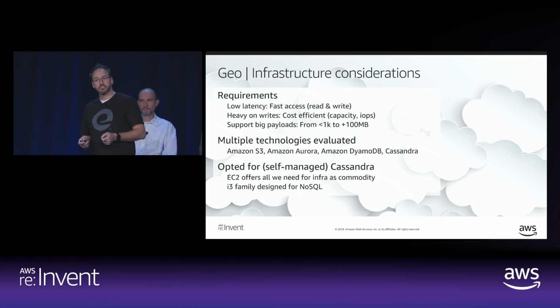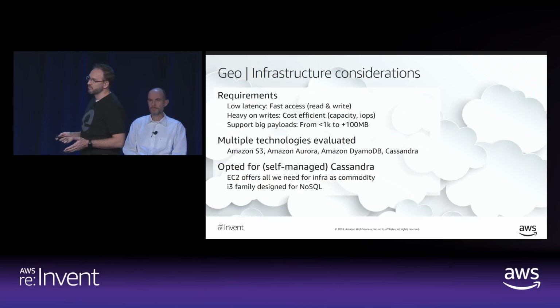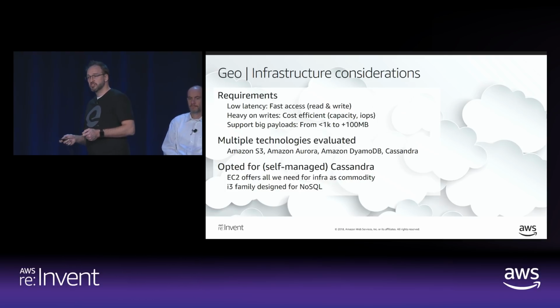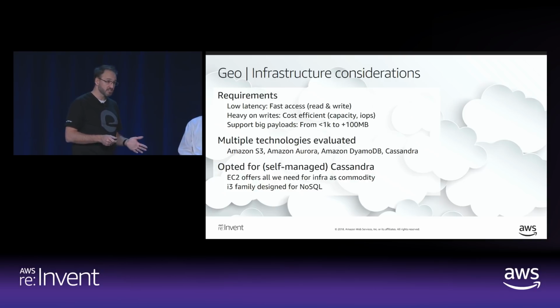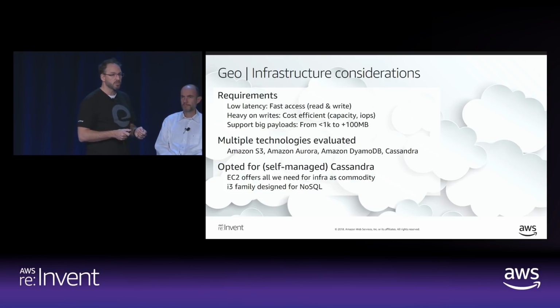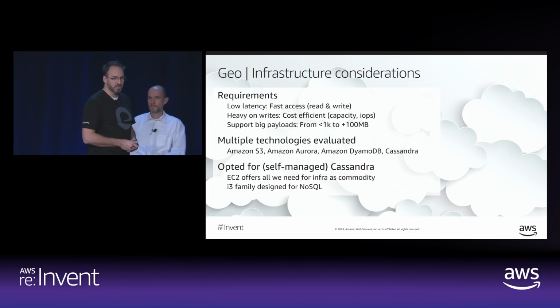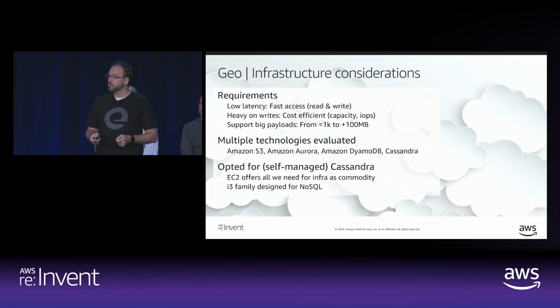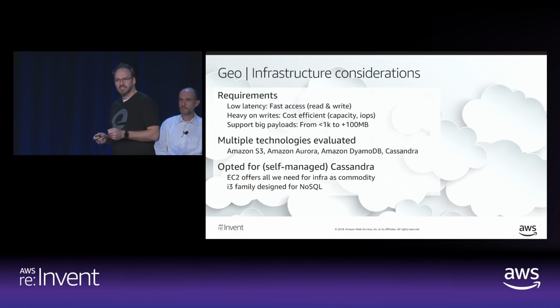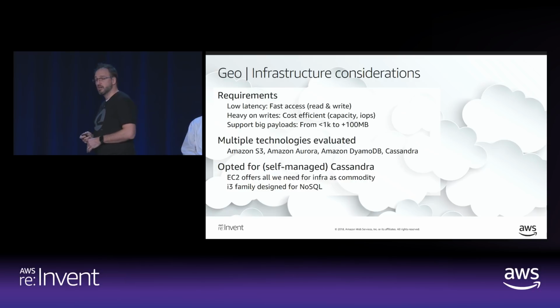To implement our solution, we tested out a few things. We evaluated AWS services like S3, Aurora, and DynamoDB, but we came to the conclusion that the best solution for us, both from a cost and an engineering perspective, was to run our own Cassandra clusters. EC2 provides all the resources and flexibility to do so, and those specialized i3 instances with their super fast SSD drives provided all the I/O capacity we needed.